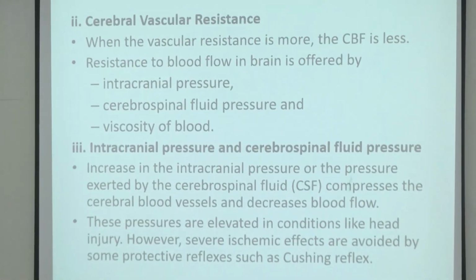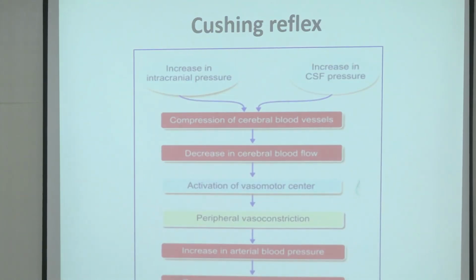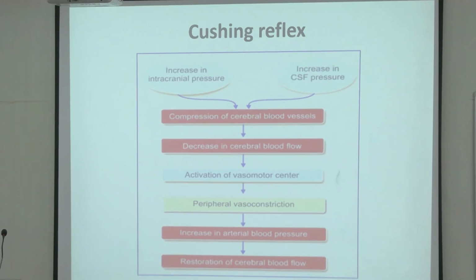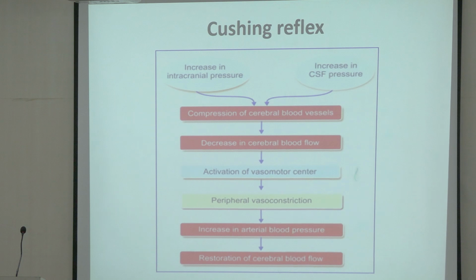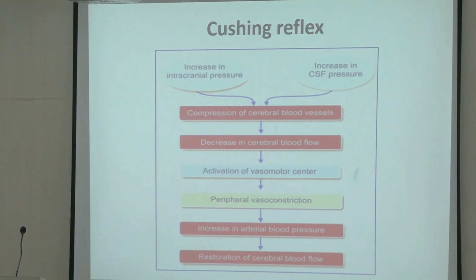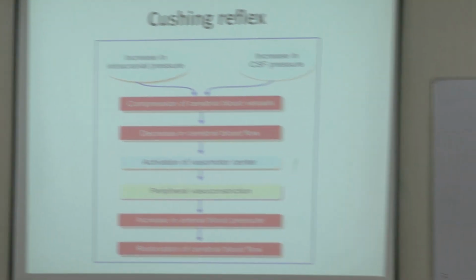Viscosity, cerebrospinal fluid curve, intracranial pressure. So let us talk about intracranial pressure. So this is the reflex. A question may ask, what is the Cushing reflex? What is its function? Its function is to maintain the intracranial pressure.